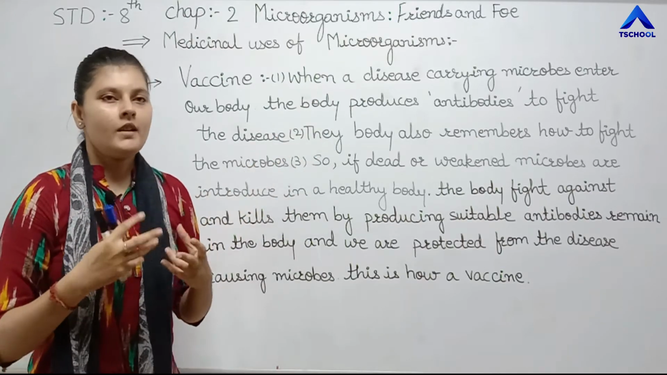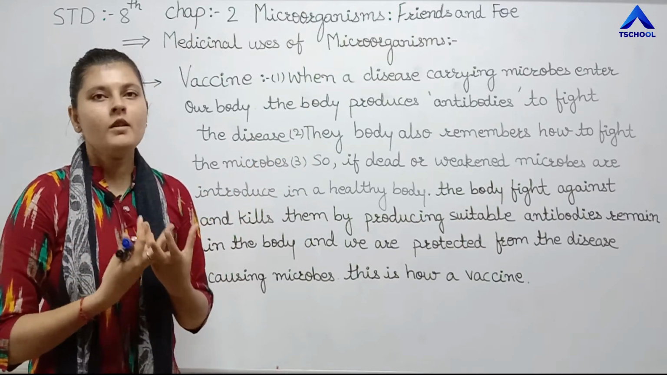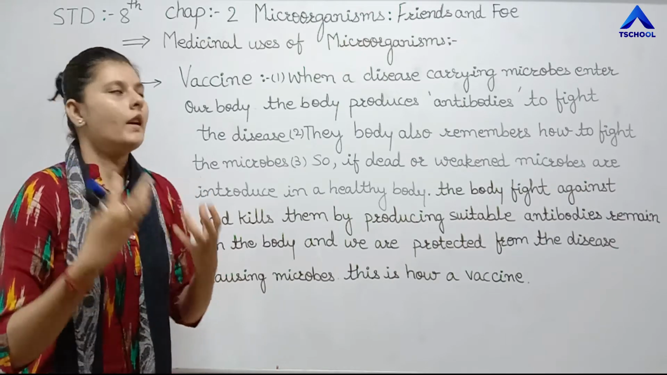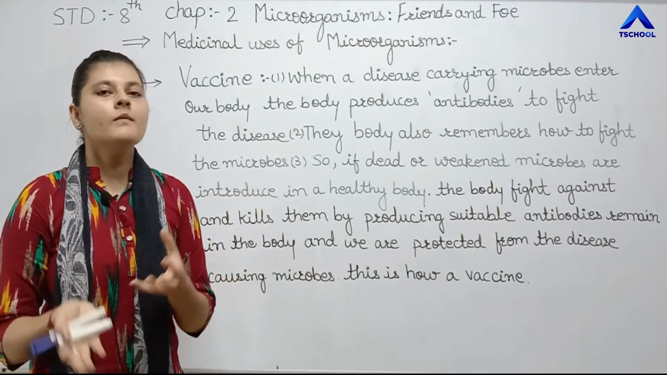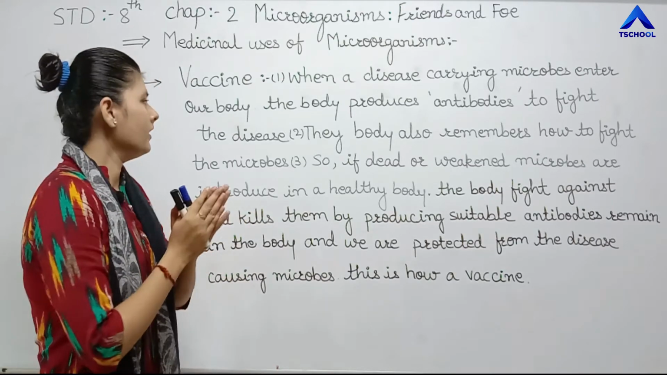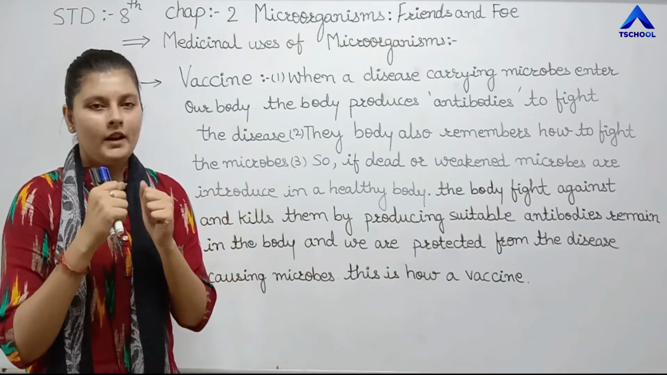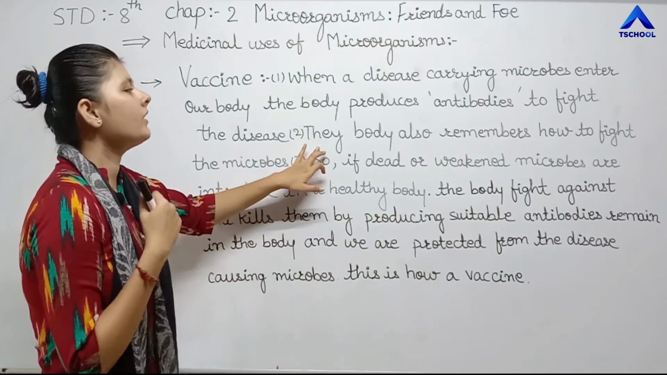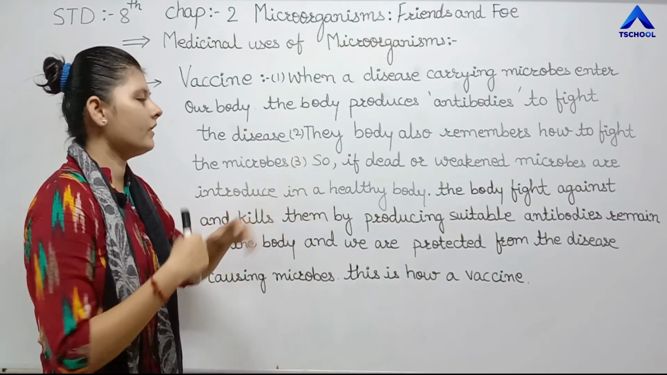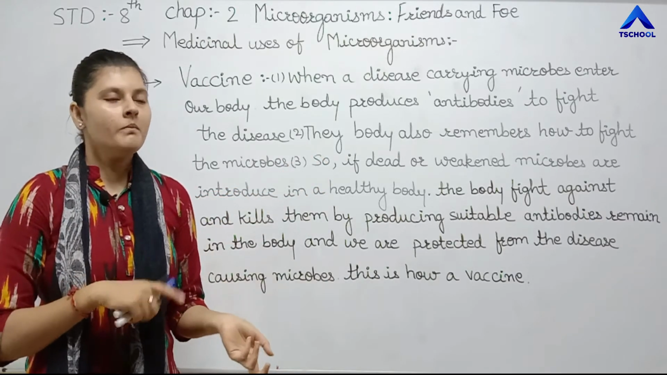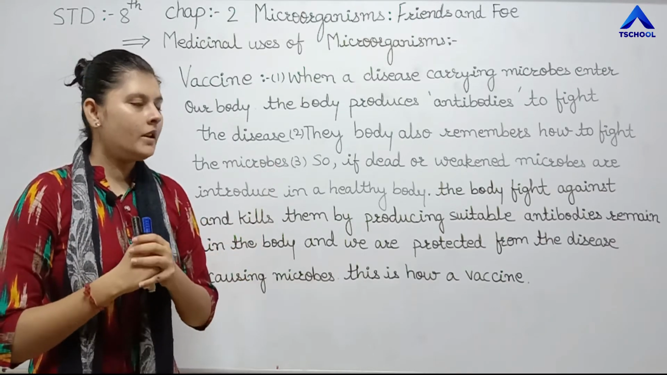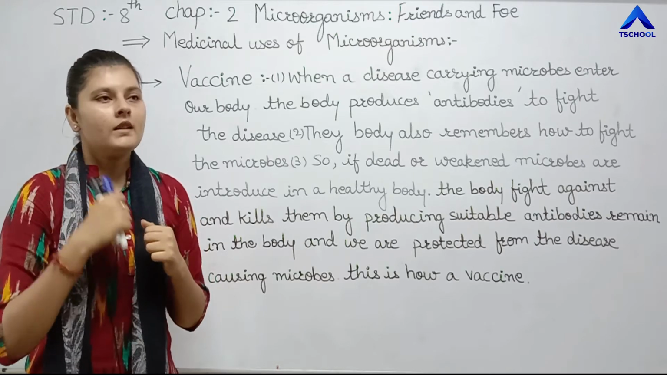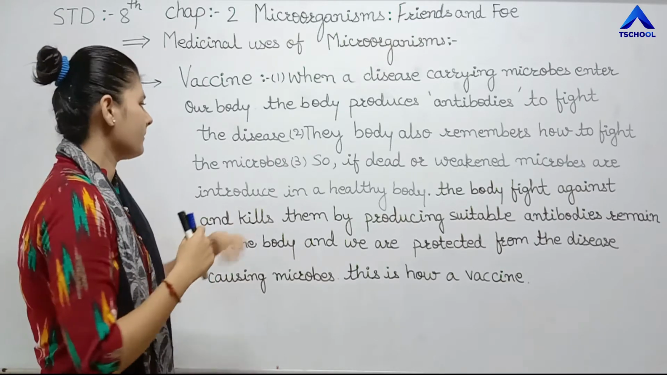When a disease carrying microbes or microorganisms enter, then the body produces antibodies. बॉडी क्या कर रही है? एंटीबॉडीज प्रोड्यूस कर रही है, और वो एंटीबॉडीज क्या करते हैं? फाइट. So the body also remembers how to fight the microbes. मतलब गिरने वाले हो तो फिर दूसरी बार याद रखोगे. वैसे ये वाले एंटीबॉडीज भी क्या करते हैं? बॉडी उसको याद रखती है कि अब इसके साथ कैसे फाइट की जाए.